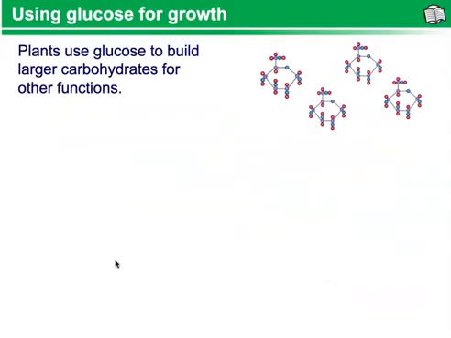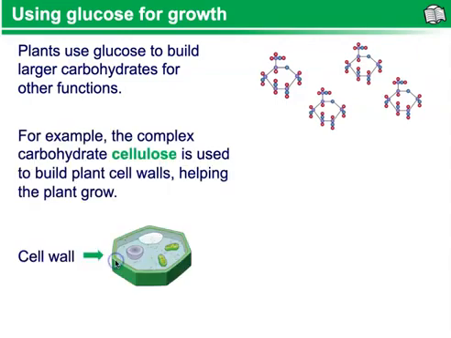Using glucose for growth. Plants use glucose to build larger carbohydrates for other functions. For example, the complex carbohydrate cellulose is used to build plant cell walls, helping the plant grow.